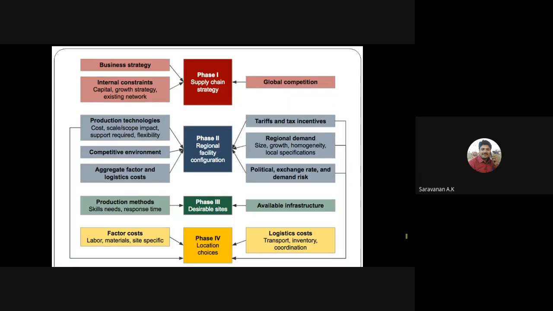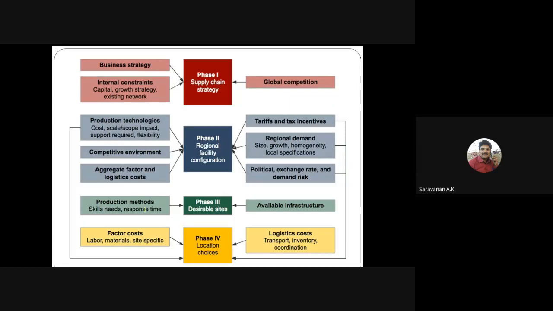Then the facility will need to be located close to the competitor's facility. It is very close to the competitor's facility, right? Then the desired response time for each market and the logistics cost at the aggregate level, that we have to identify, right? So in phase two, what are the terms we have to see?